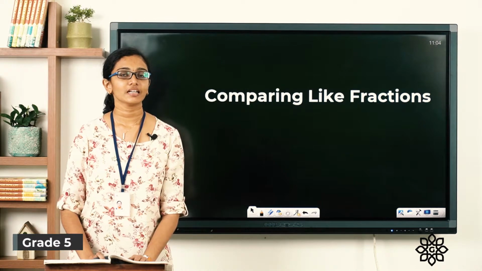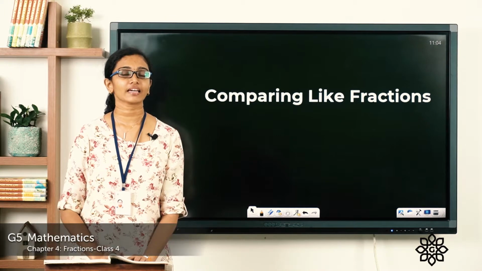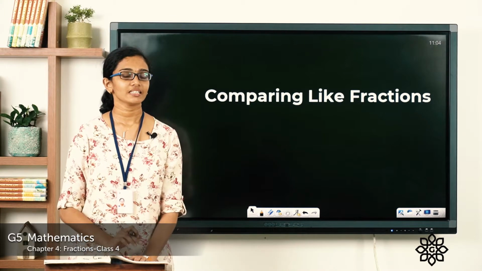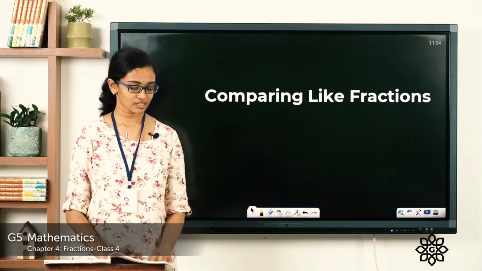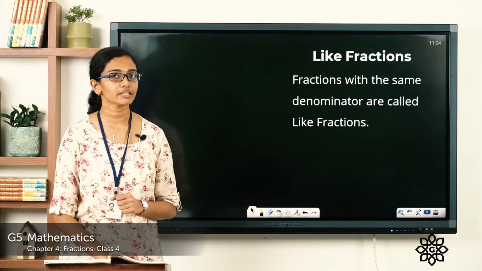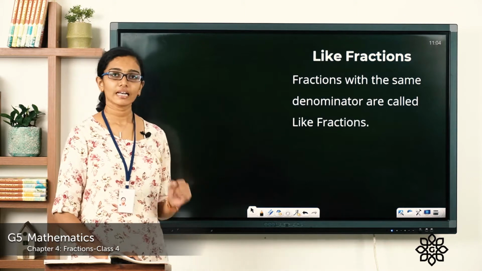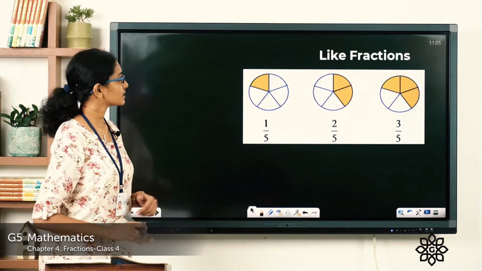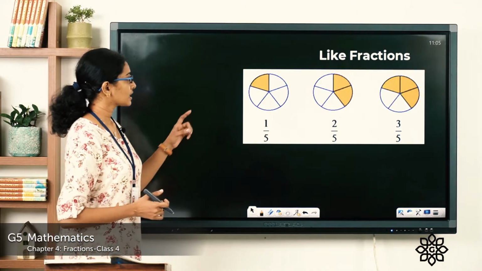Today let's learn how we can compare like and unlike fractions. Let's see the case of like fractions first. So what are like fractions? The fractions with the same denominator are called like fractions. Look at this example given here.